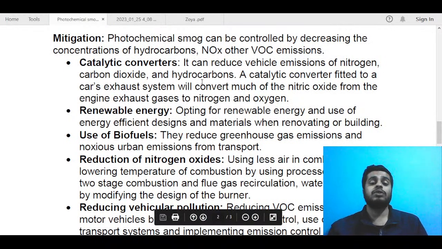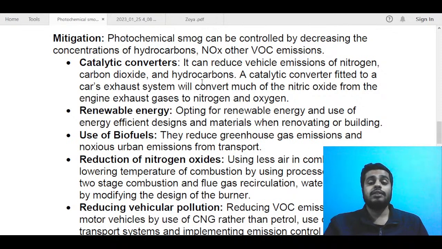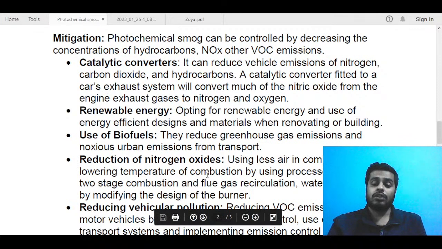The first and foremost idea that should come to your mind when we talk about mitigation is reducing these pollutants in the atmosphere. Two or three points you can just pick from there and mention that reducing this pollution can help in the mitigation. Some of those points are mentioned here also, for example, the reduction of nitrogen oxides and reducing vehicular pollution. All of these are basic points which you could have added.